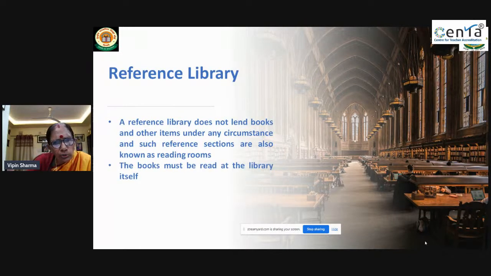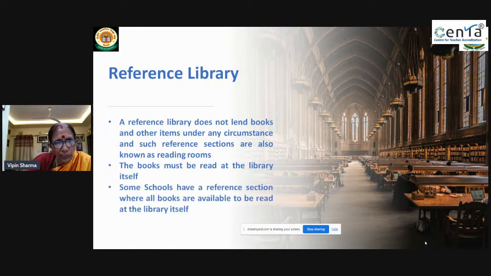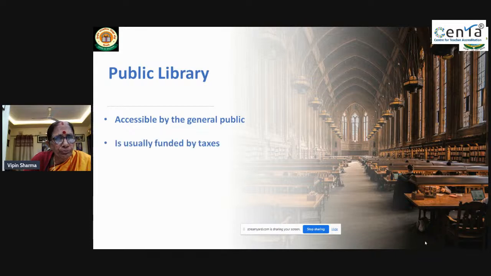Reference library: all the schools must have reference libraries. There is a section where the books are not allowed to be taken out. It doesn't lend books. The child has to be there and refer to them. This can be the best way, again, to ignite the minds of children and enhance their knowledge. The books must be read at the library. Now, what will happen? In the reference library, they will read right over there and take away written material. It will help them. The reference section is the best section that holds books of all varieties.